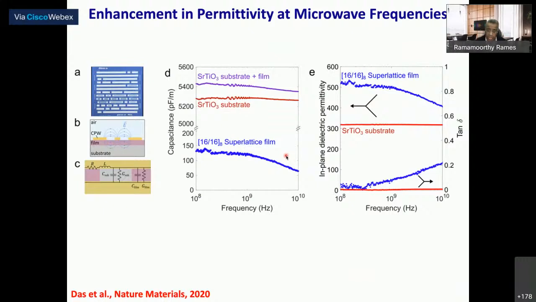And this permittivity, by the way, is not just at low frequencies. Typically in our labs, we measure at a megahertz. This we can go to 10 gigahertz, and right now we have gone all the way up to 100 gigahertz. You can start to see that it's decaying, but it's still significantly enhanced over strontium titanate, which is the higher dielectric constant material. So these huge enhancements in the dielectric permittivity are enhanced all the way up to 100 gigahertz.